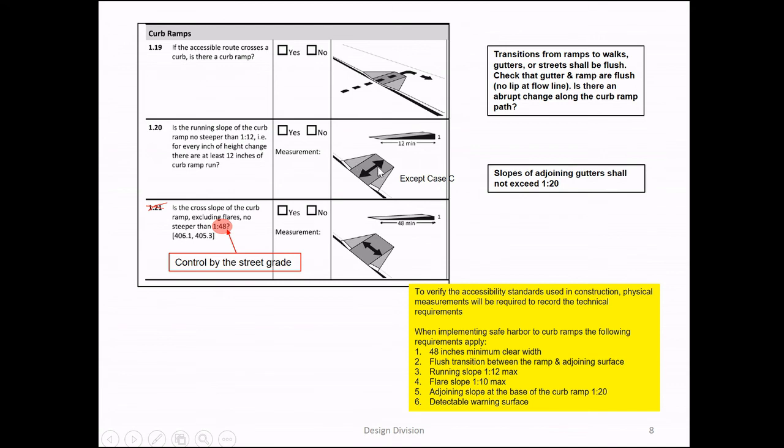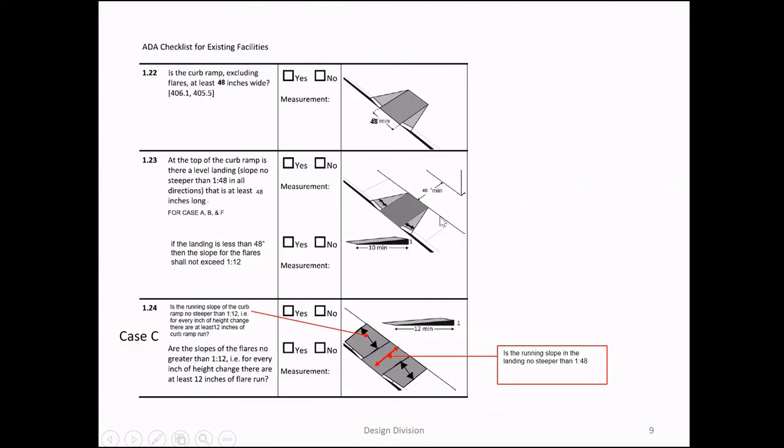Oh, and by the way, this is for case A and B. Case C is A, B, and F. Checking the running slope, that should be less than 8.33. We got to make sure that the width of the ramp is at least 48 inches or 4 feet. The landing on the top of the curb ramp is again 4 feet minimum.